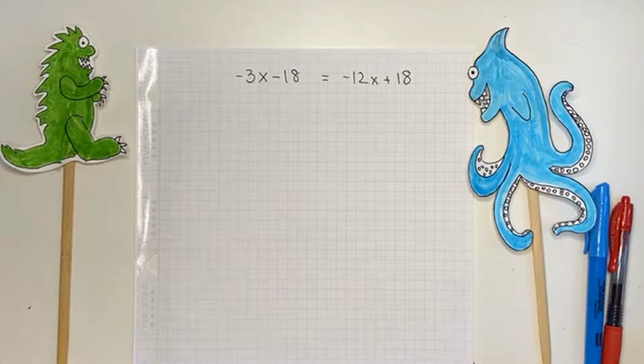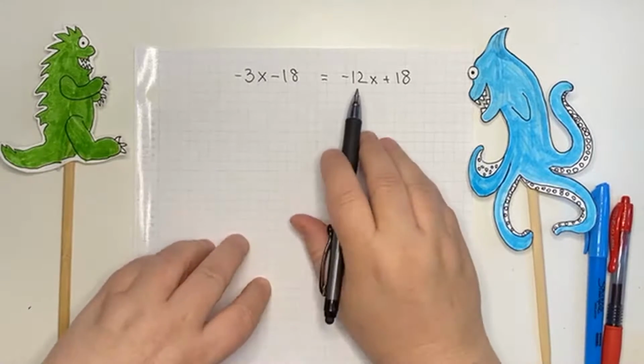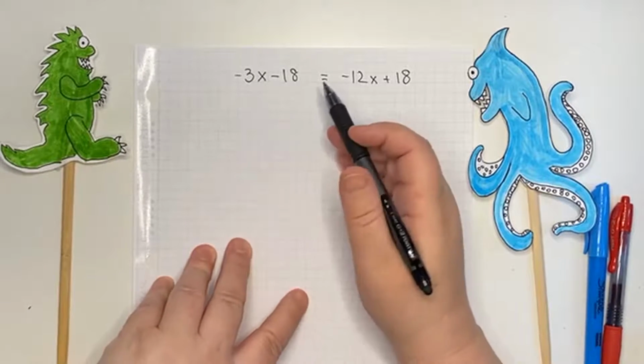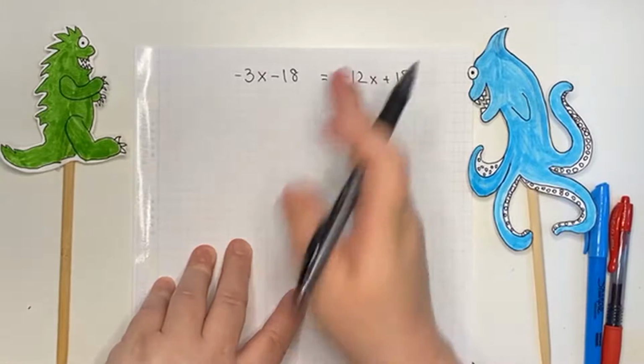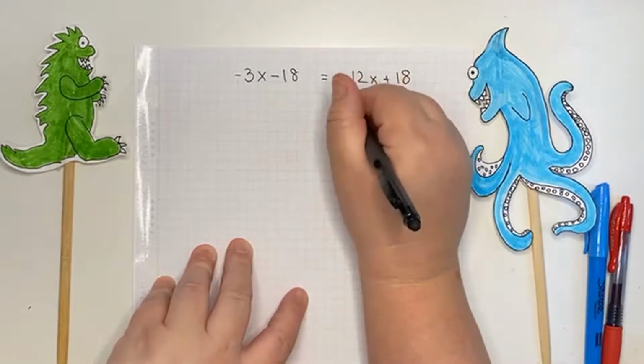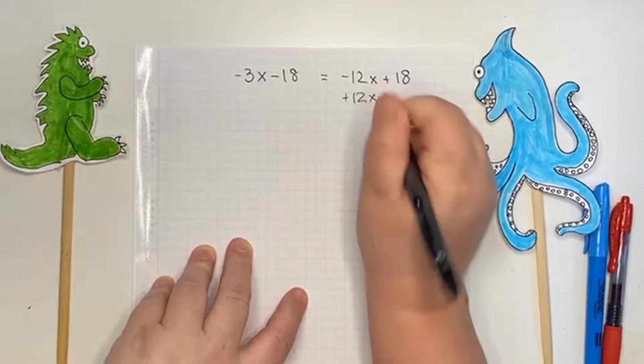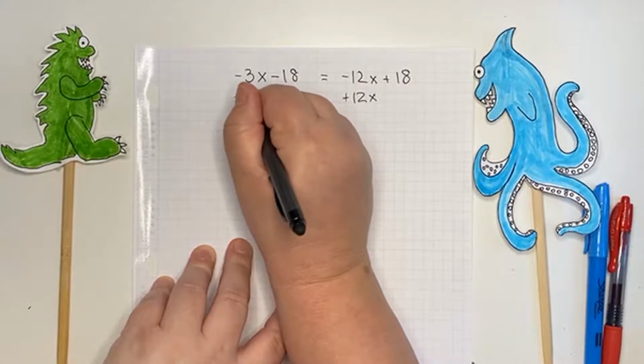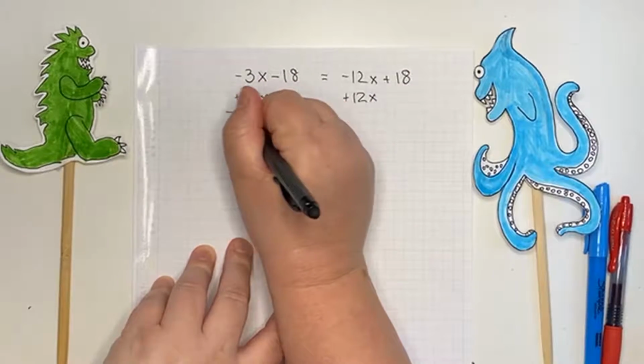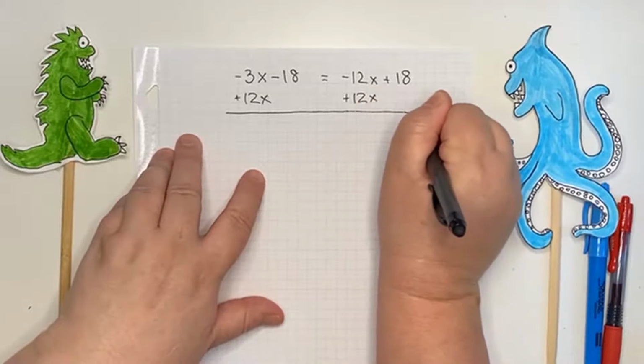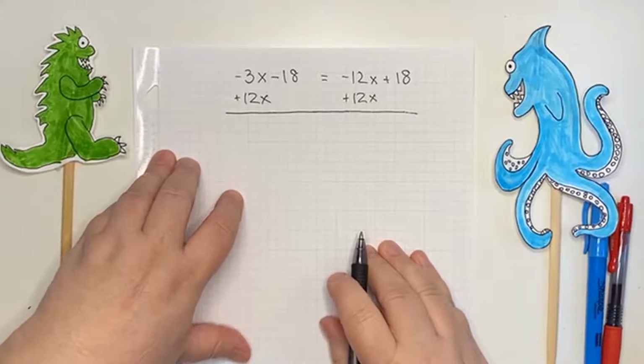Okay, so here's where we stand. Even though there are no fractions, I still have to make some decisions. Like, I personally always choose where the x's go first. I'm just going to put the x's on the left. So if I want to move my x's over to the left, I'm not really moving them. I have to do the same thing to both sides. So what I'm going to do is add 12x, which is going to cancel this. I can add anything I want to both sides. I could add 42x. Wouldn't help, but I could.